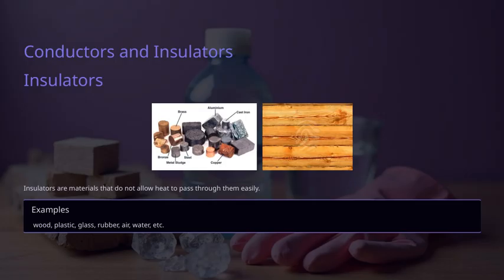Understanding insulators is important because they play a crucial role in controlling heat transfer, which ties back to our overall theme of how materials interact with heat and electricity. By using insulators wisely, we can improve energy efficiency and safety in many applications.